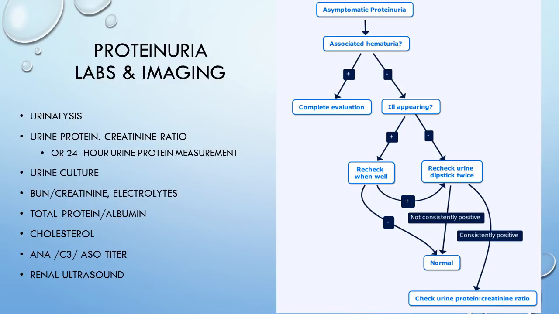ultrasound. And this algorithm that you can see on the right-hand side of the slide is really what we use to help us decide at what point we are ordering which of these studies. And this algorithm is actually going to be continued on the next page. You can see from here we're going from asymptomatic proteinuria all the way down to the point where we're checking urine protein creatinine ratio. And then I'll flip to the next slide so you can see what we do next.